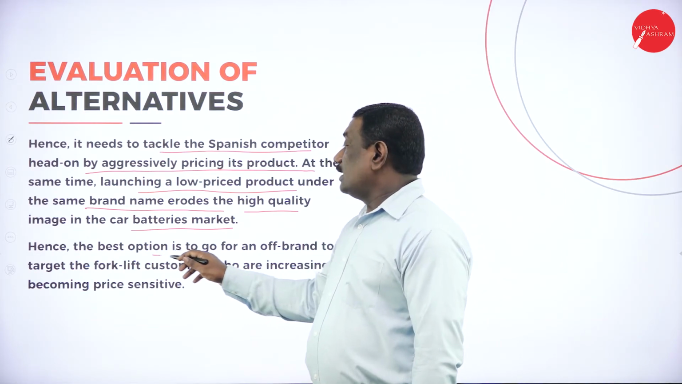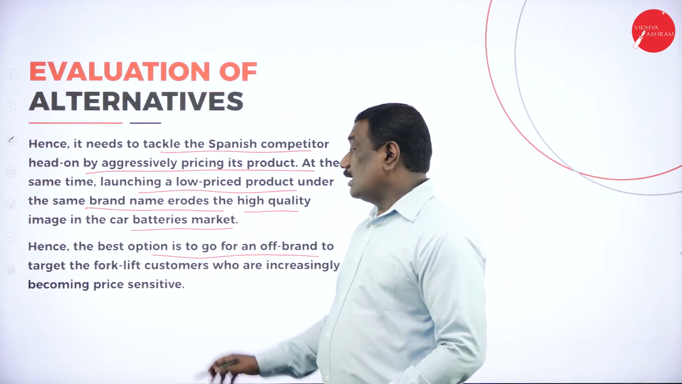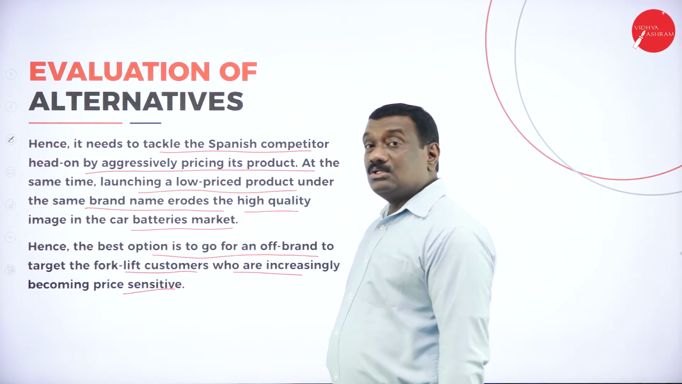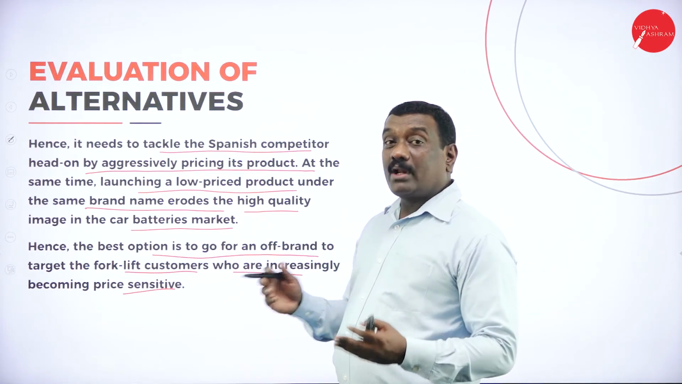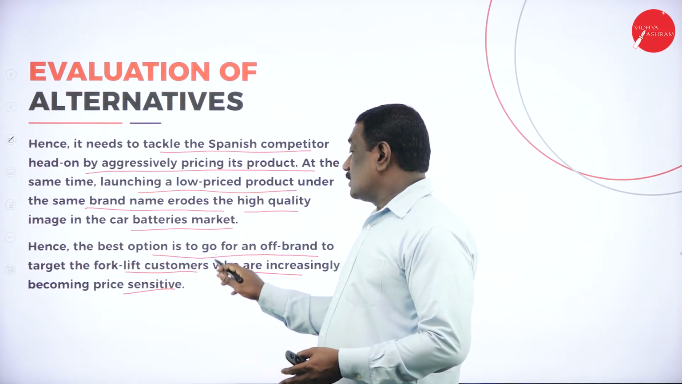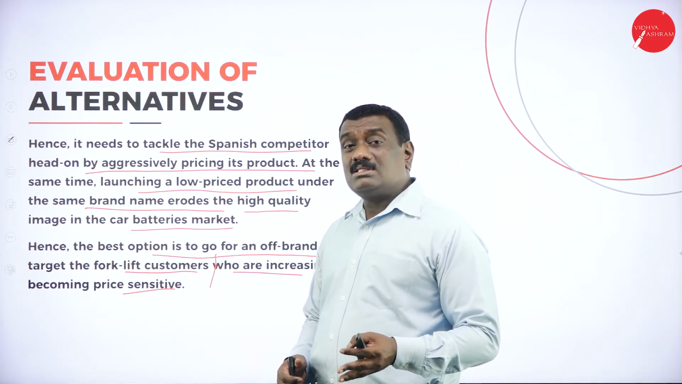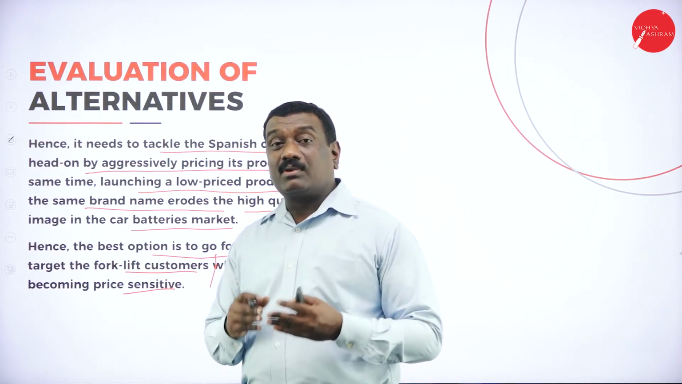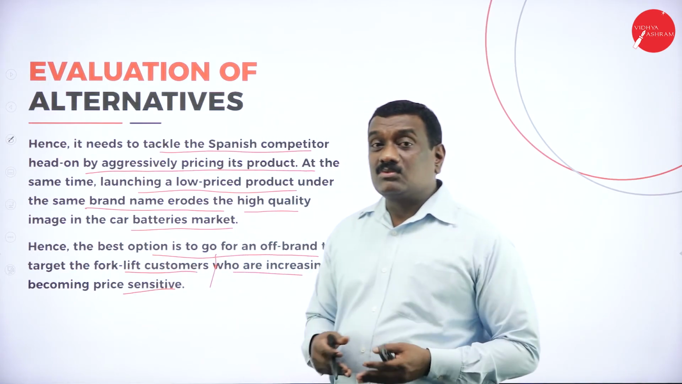Surely when you do all this, it will improve your image in the automobile industry or the market. Therefore, the best option is to go for an off-brand to target the forklift customers who are increasingly becoming price sensitive. That's the reason they are saying it is better. The best option is to go for off-brand batteries in order to target the forklift customers who are becoming increasingly price sensitive. These people are very sensitive towards price. If the prices are low, automatically you get sales. If prices are high, the customers will not be there.